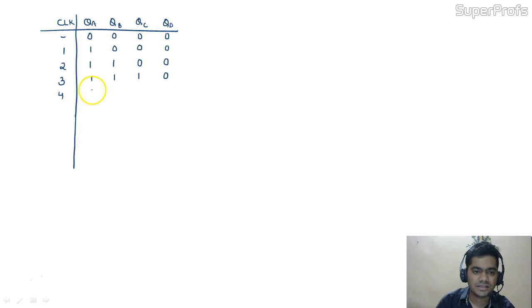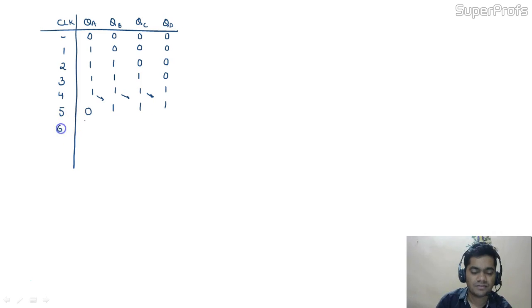After the fourth clock pulse, this would become 1, this would become 1, this would become 1, this would become 1. After the fifth clock pulse, this one's complement, that is 0, would go as feedback to the first flip-flop. Therefore after the fifth clock pulse, or after triggering the flip-flop the fifth time, the QA output becomes 0, it would become 1, this would become 1 and this would become 1, because it would be shifted like this.